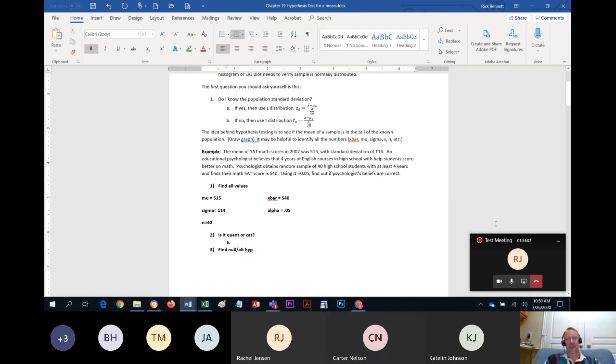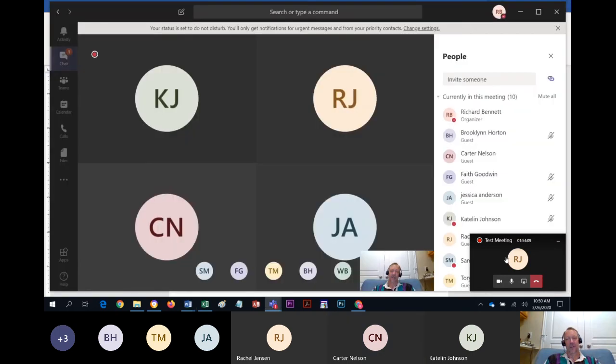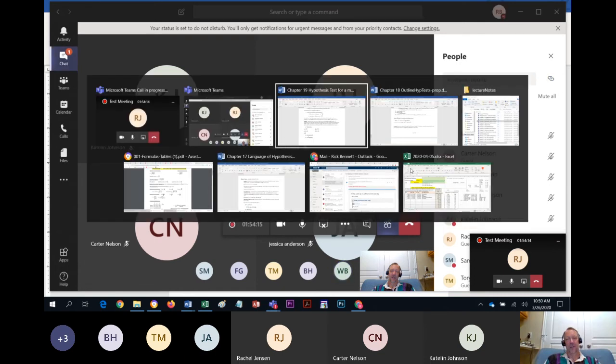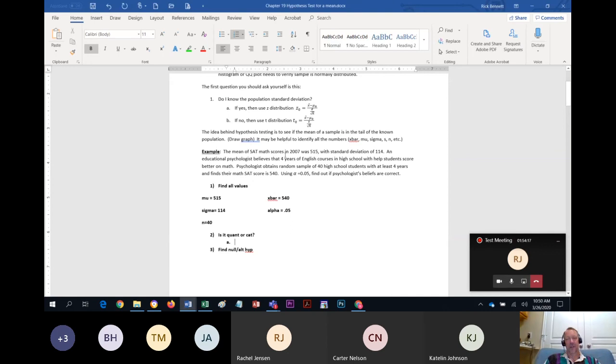So let's pick on, let me see who else is in the room here that I haven't picked on. Okay, Caitlin, is this data quantitative or categorical? This data is quantitative. Quantitative. Boy, that's a loud beep. Okay, well done. Does anybody disagree with her?